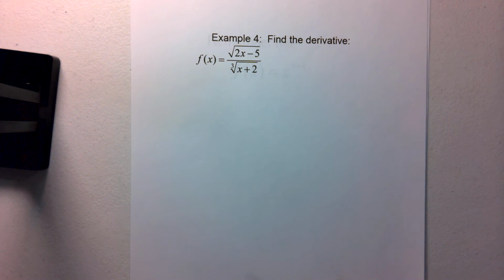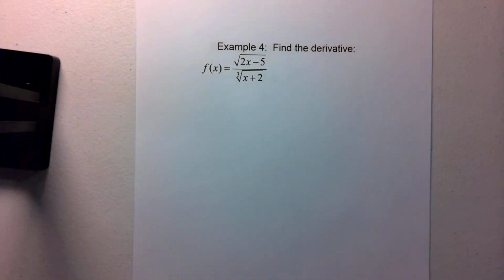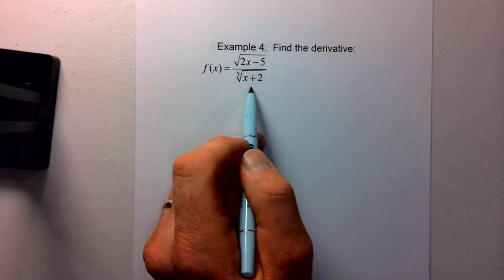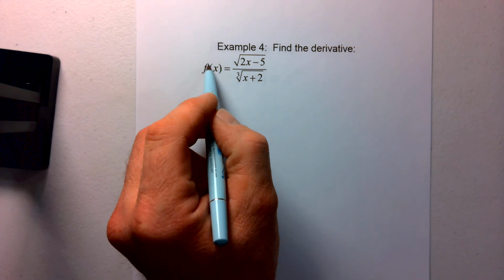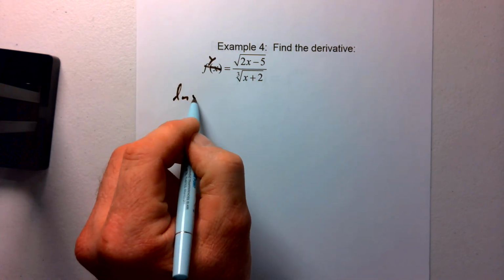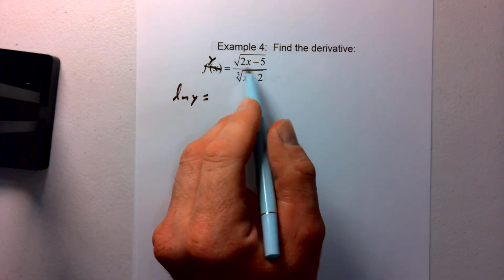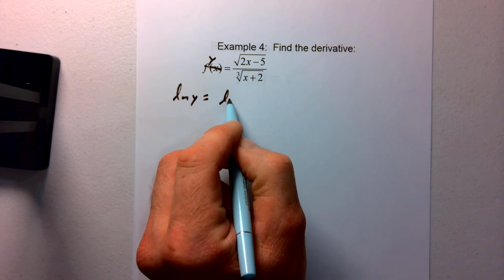All right, so in example 4 here, we have basically the same thing. We have a function, but now we're dividing two things. So I'm going to again change this f of x to y. I'm going to take the natural log of both sides. This one's not as miserable as the last one there. So I'm going to go ahead and break this up as well.